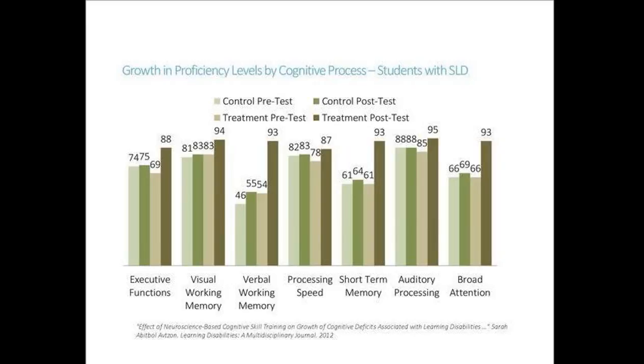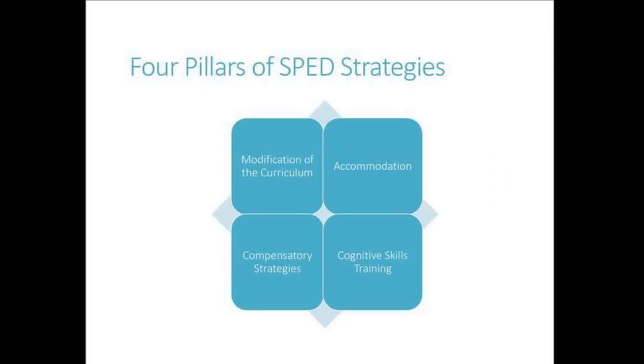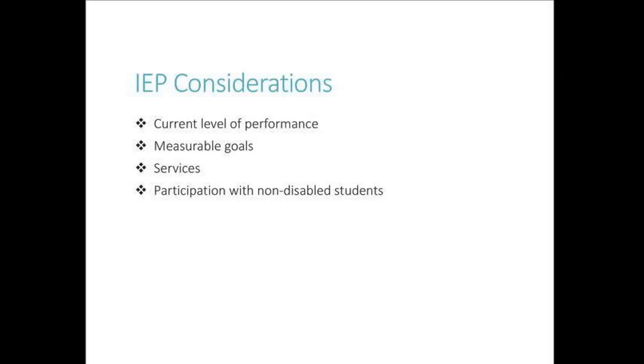And the last thing I want to do before we open up for questions is talk a little bit about considerations for IEPs and incorporation of cognitive skills training. So the areas that we typically want to make sure are addressed in an IEP: things like current level of performance, measurable goals, the specific services that are going to be provided, and then considerations of the ability to participate along as an inclusion or with non-disabled students.